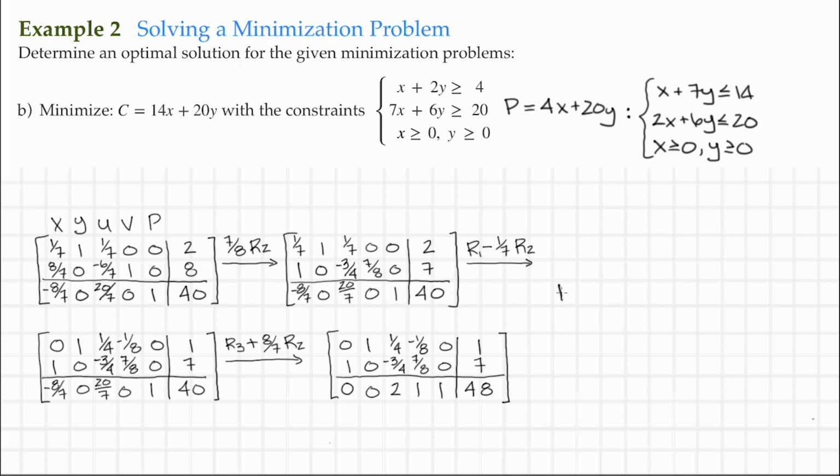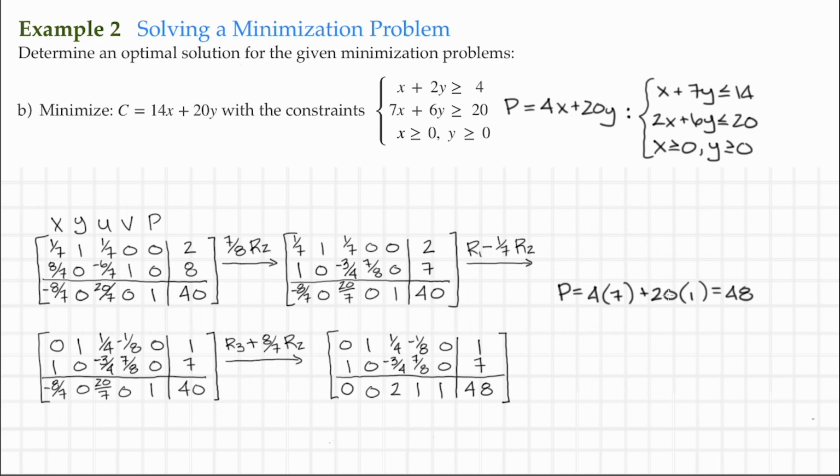So we have P that's equal to, we have 1 right here, that's 7. So if we take 4 times 7, plus, and we've got 1 right here, and that's 1, plus 20 times 1, that's equal to 48. The solution for 48 is going to be the same for the minimization problem, except the values for x and y are going to be different.